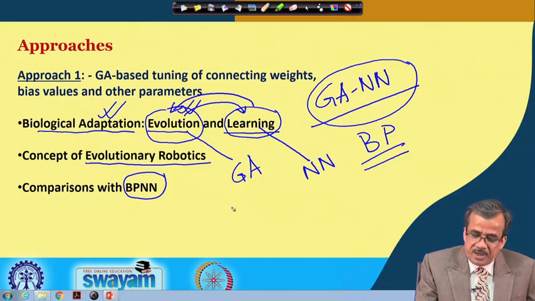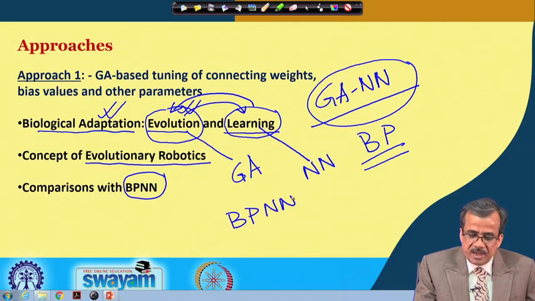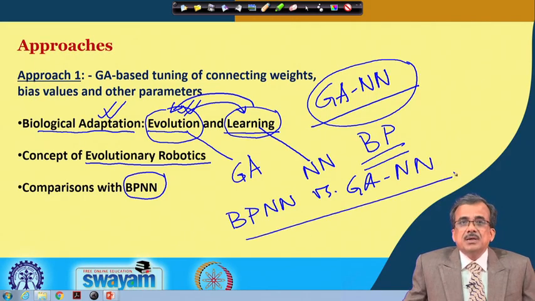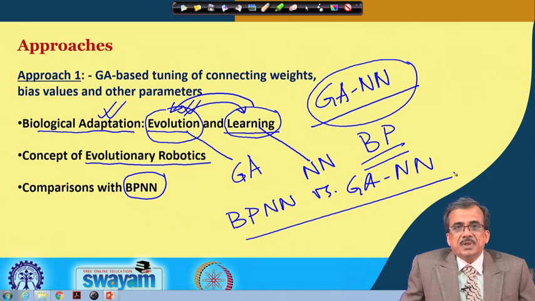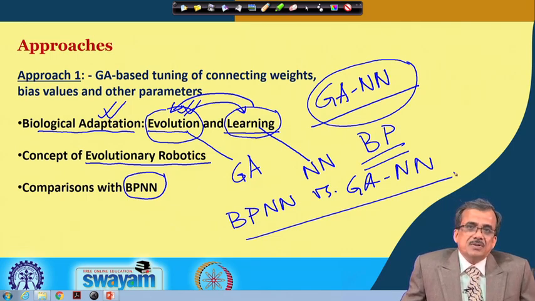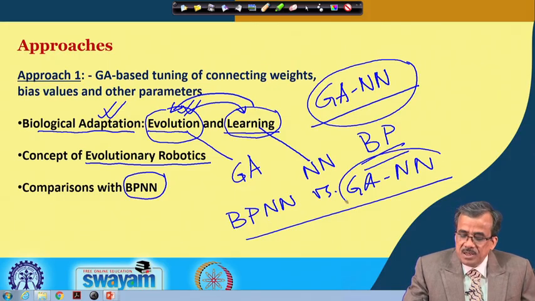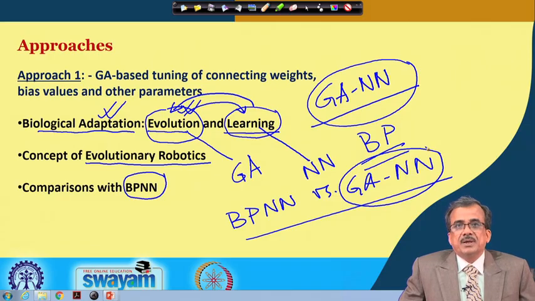Now, if I compare the performance of this BPNN and the GNN, the BPNN works based on the steepest descent algorithm. So, there is a chance of the algorithm getting trapped in the local minima problem, and the chance of getting the local minima is much less in the case of the GA neural network.